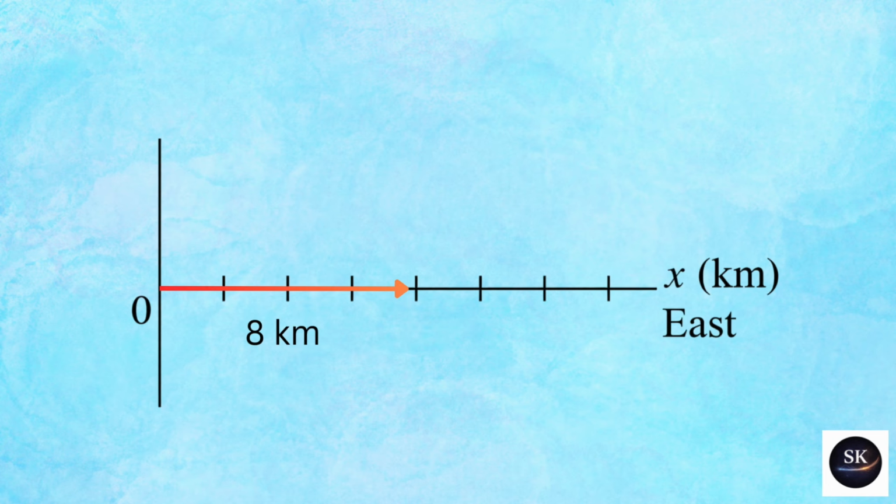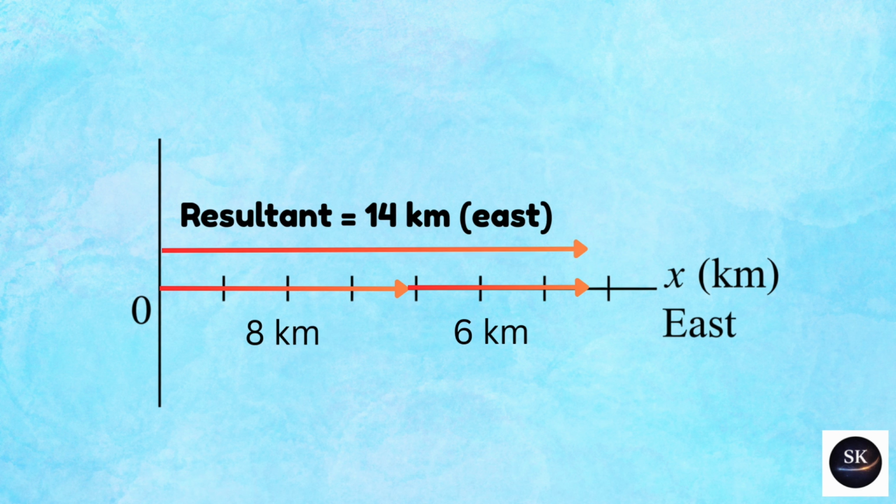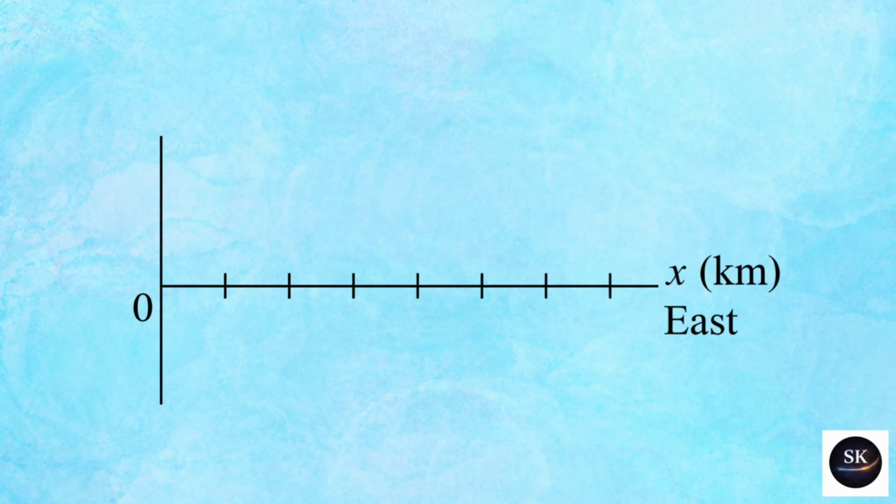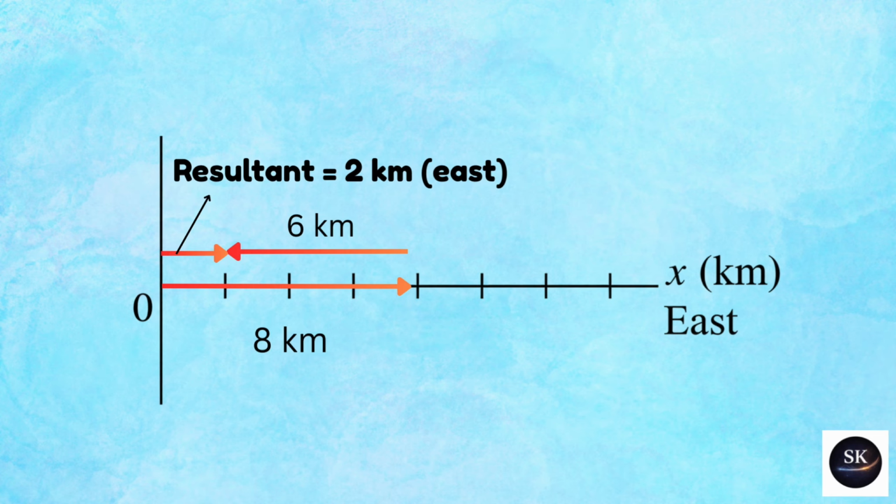For example, if a person walks 8 kilometers east one day and 6 kilometers east the next day, the person will be 8 plus 6 kilometers, which is 14 kilometers east of the point of origin. We say that the net or resultant displacement is 14 kilometers to the east. If, on the other hand, the person walks 8 kilometers east on the first day and 6 kilometers west on the second day in the reverse direction, then the person will end up 2 kilometers from the origin. So the resultant displacement is 2 kilometers to the east. In this case, the resultant displacement is obtained by subtraction. 8 minus 6 equals 2 kilometers.